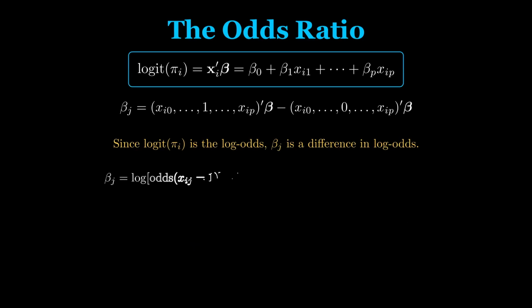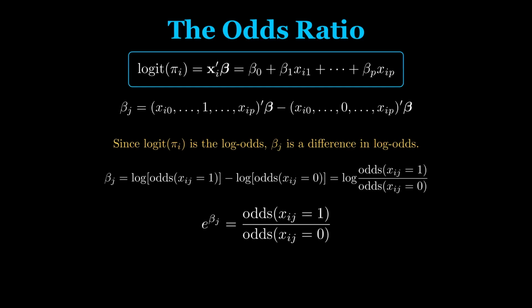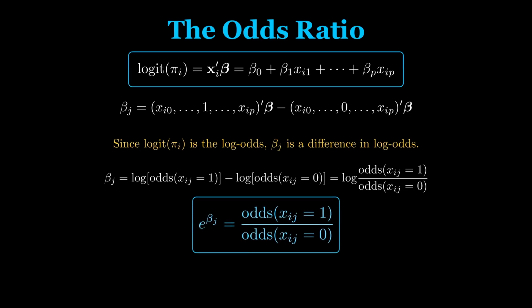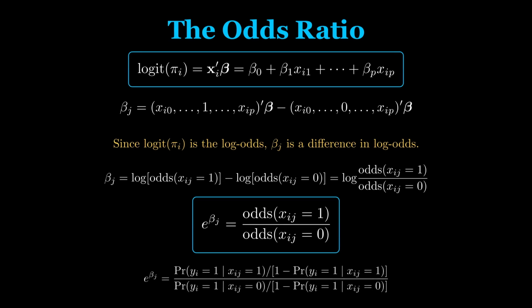Let's write that out. Replacing each side of the difference with the log odds it represents, beta j equals the log of the odds when xij equals 1 minus the log of the odds when xij equals 0. And a difference of logs is the log of a ratio, so beta j is the log of the odds ratio. Now exponentiate both sides. The log on the right cancels, and we are left with e to the beta j equaling the odds ratio: the odds when xij equals 1 divided by the odds when xij equals 0. Written out in full, that's this expression. It compares the odds of the event occurring in two different groups.